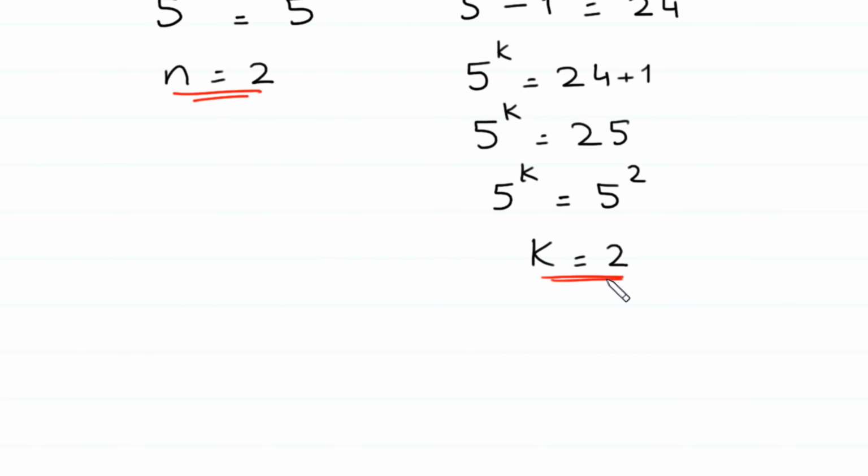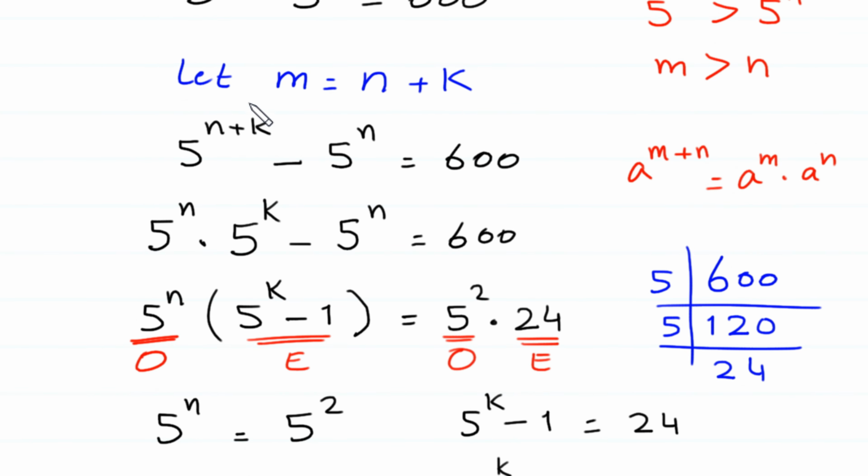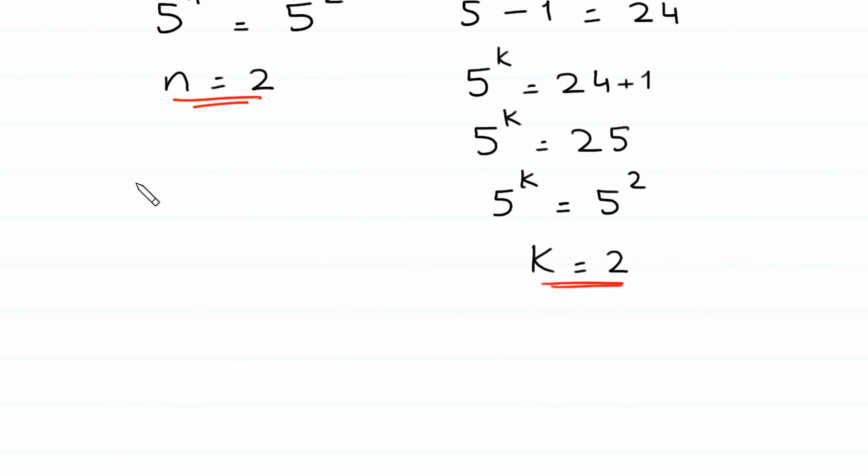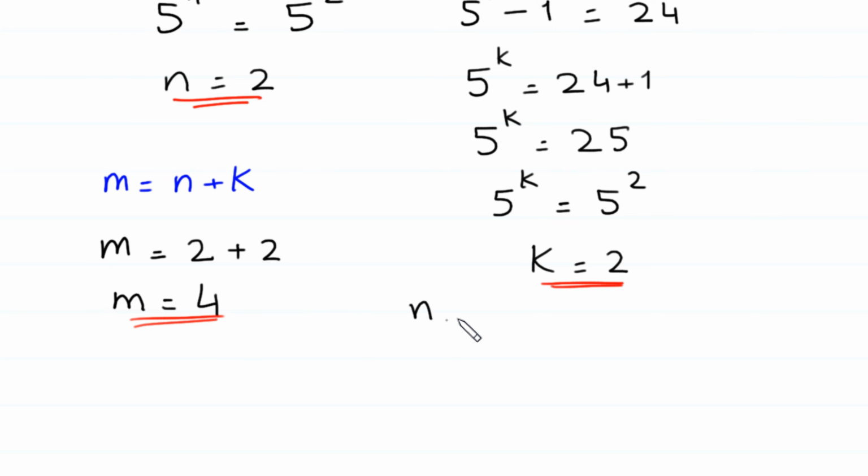Now recall that we have supposed that m is equal to n plus k. We can find the value of m by putting value of n and k in this equation. M is equal to, the value of n is 2 plus the value of k is 2. So the value of m is equal to 2 plus 2, 4. Now we have the value of m 4 and the value of n 2.